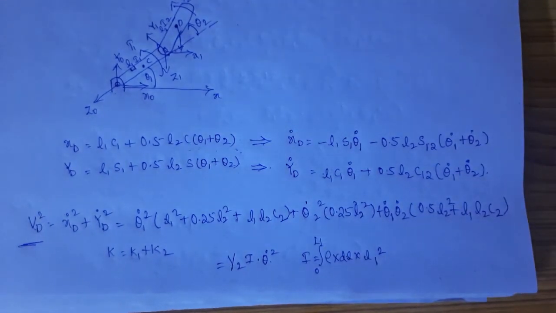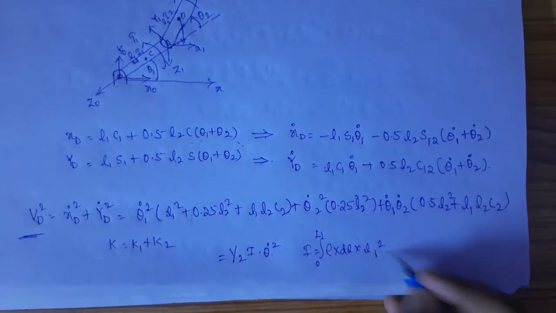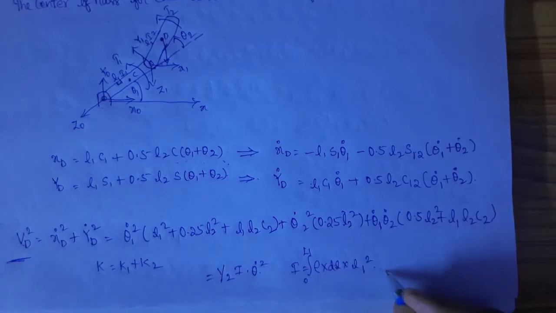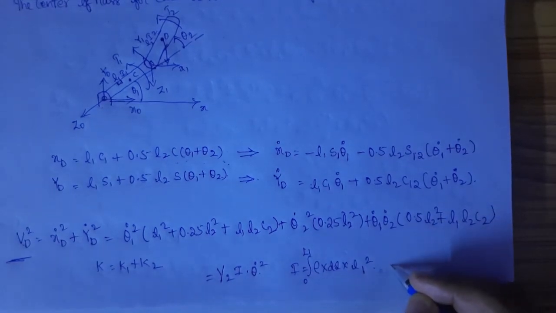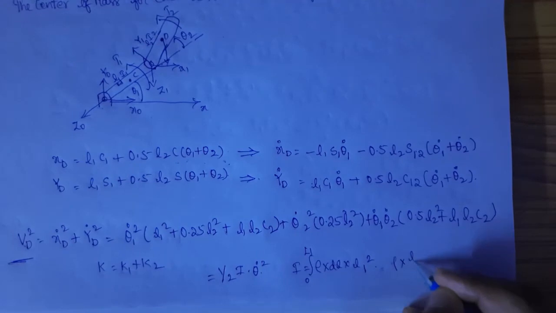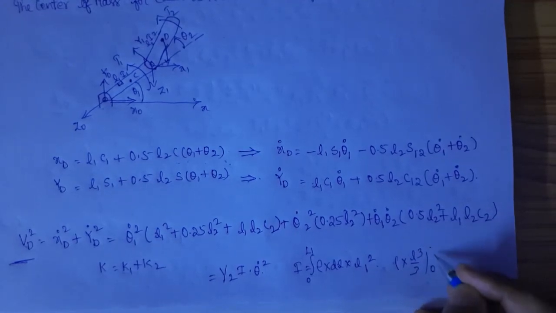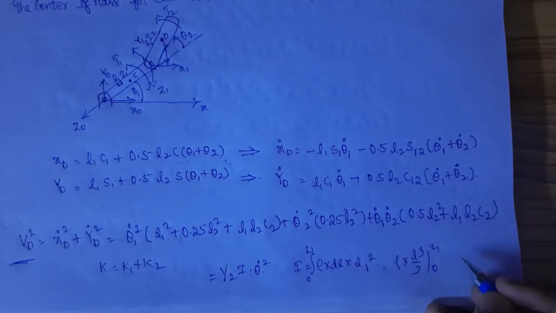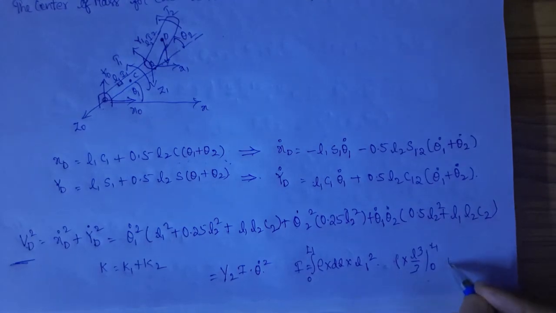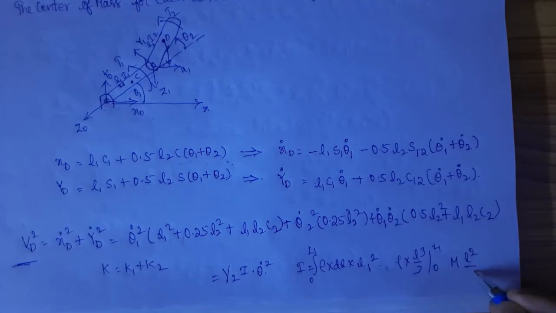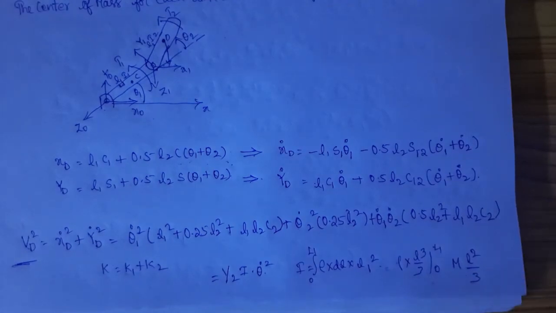After integration we will be getting rho into L cube by 3, from 0 to L1. So we will be getting m into L square by 3. That is for the first link.